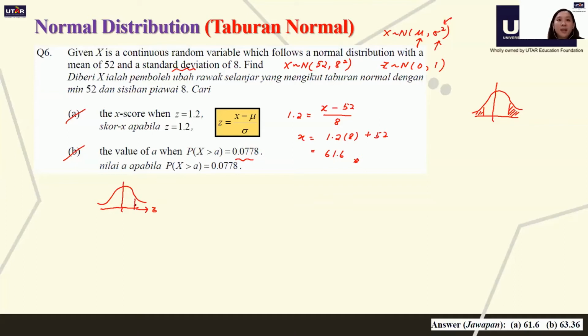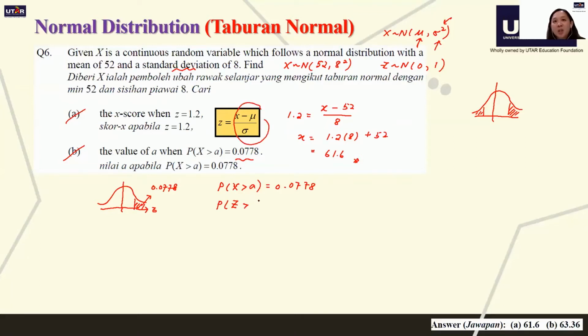So this is the area, let's say 0.0778, okay? But what I see here is Z, and what I have here is X. So therefore, your first step is that you must convert from the X distribution to the Z distribution. Change the X to Z. How? This is the formula, right?